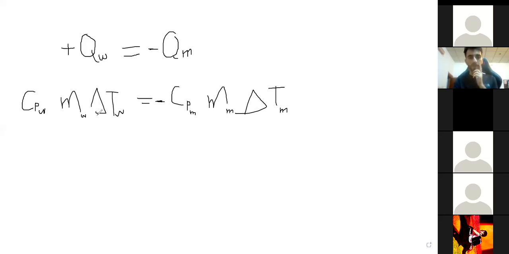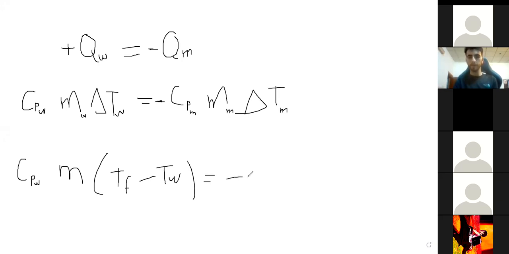One final step is left, which is opening the delta T. Sometimes, like in the sample problem, you need to open the delta T eventually. So you'll have Cp, mass, and this delta T will become T final minus T initial. T initial is written as Tw for water. And this will equal, again, minus, don't forget the minus, of course, Cp for the material, the mass for the material, and finally the delta T for the material, which is T final minus T initial for the material, which is Tm.